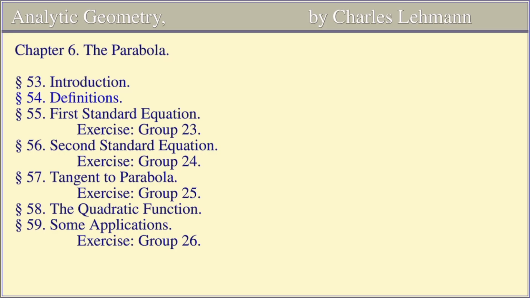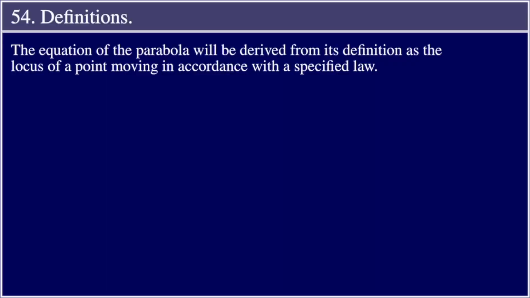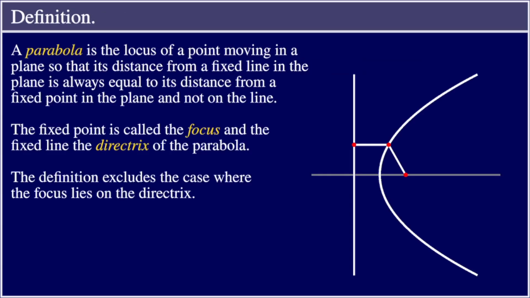Section 54, Definitions. The equation of the parabola will be derived from its definition as the locus of a point moving in accordance with a specified law. Definition: a parabola is the locus of a point moving in a plane so that its distance from a fixed line in the plane is always equal to its distance from a fixed point in the plane and not on the line. The fixed point is called the focus, and the fixed line the directrix of the parabola. The definition excludes the case where the focus lies on the directrix.